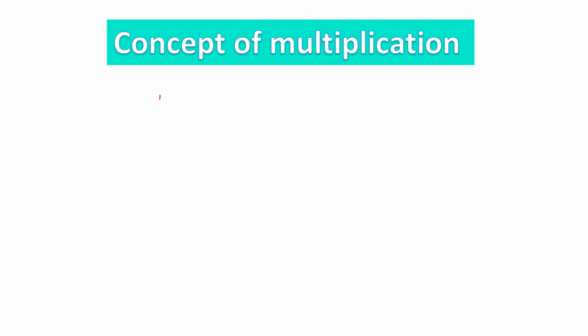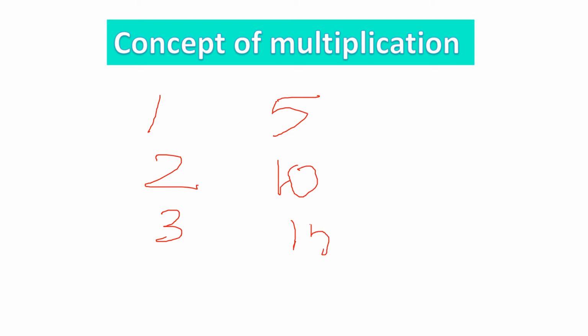So I'm telling you, one mango is ₹5. Then 2 mango will be how much? 10 rupee. 3 mango will be how much? 15 rupee. So can you see something is going on here? One mango is ₹5. So 2 mango will be how much? 2 into 5. 10 rupee.